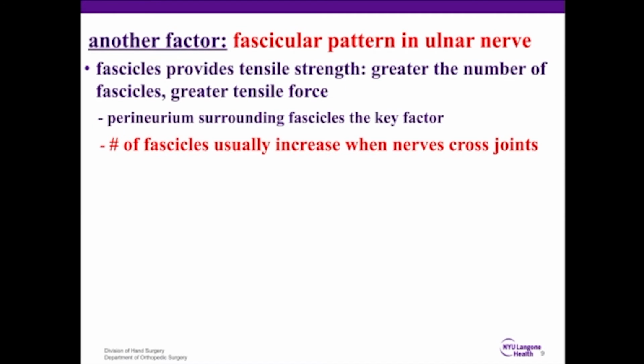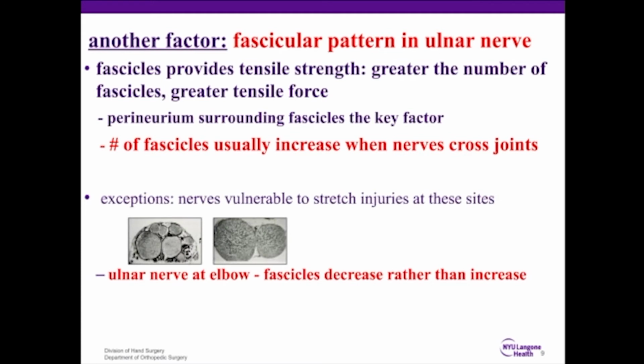Another factor to be considered is the fascicular pattern within the ulnar nerve at the elbow. The fascicles provide tensile strength. The greater number of fascicles, the greater tensile strength of a nerve. And since the fascicles are surrounded by perineurium, the perineurium is the key fibrous structure of nerves that resist stretch. And normally, the number of fascicles in a nerve increases when a nerve crosses a joint. And that intuitively makes sense because the nerve is under tension at those points.